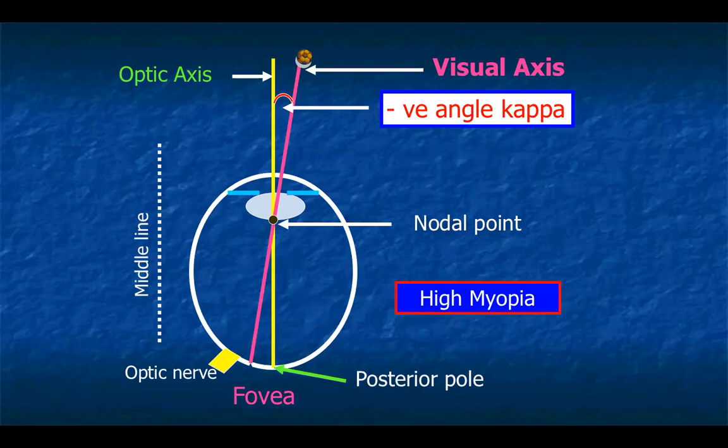In high myopes, due to growth of the back of the eye or a posterior staphyloma, the fovea is shifted nasal to the posterior pole, to the middle of the globe posteriorly. So the optic nerve and the fovea both lie on the nasal side of the optic axis. As the visual axis joins the object of fixation to the fovea, now the visual axis lies on the temporal and not on the nasal side of the optic axis. When the visual axis lies on the temporal side of the optic axis, angle kappa becomes negative. This occurs in high myopes.